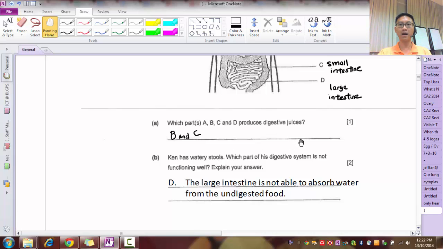The part is D, the large intestine. Remember, the function of the large intestine is to absorb water. If the large intestine is not functioning well, because of either bacteria or a virus infection, then it's not going to absorb water, and your undigested food is going to be very watery. When your digestive system is working well, your stool is relatively hard and not watery. So D, the large intestine, is not able to absorb water from the undigested food.